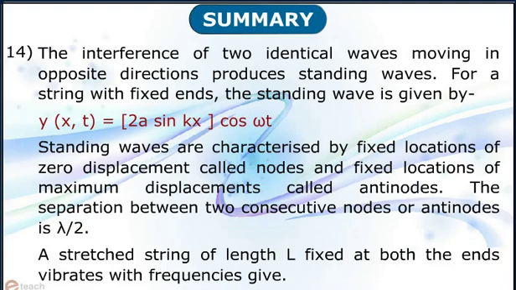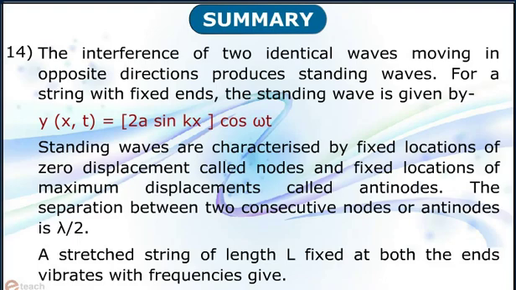The interference of two identical waves moving in opposite directions produces standing waves. For a string with fixed ends, the standing wave is given by y as a function of x and t equals 2a sin kx cos omega t. Standing waves are characterized by fixed locations of zero displacement called nodes and fixed locations of maximum displacement called antinodes. The separation between two consecutive nodes or antinodes is lambda by 2.